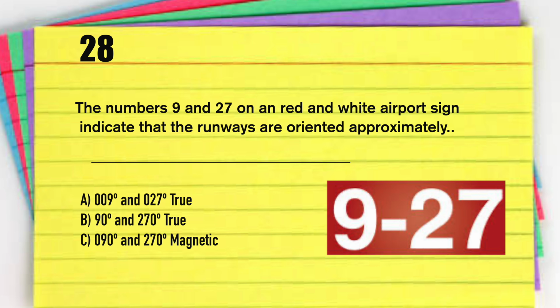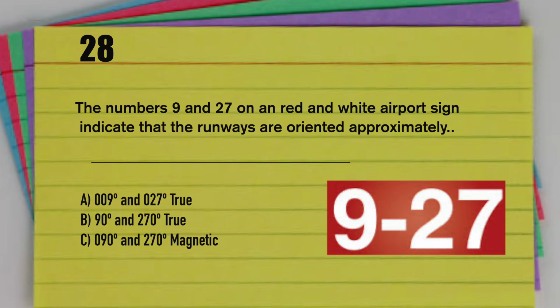Next question. The numbers 9 and 27 on a red and white airport sign indicate that the runways are oriented approximately... Now, I just paused for a second because I wanted you to look at the answers and understand something right now, that you are going to have a 50-50% chance of getting this either right or wrong. And the reason for that is because I already know that most of you do not know what true or magnetic actually means. And not only that, but there's a sneaky little visual trick here also. Do you see it? Let me show you.